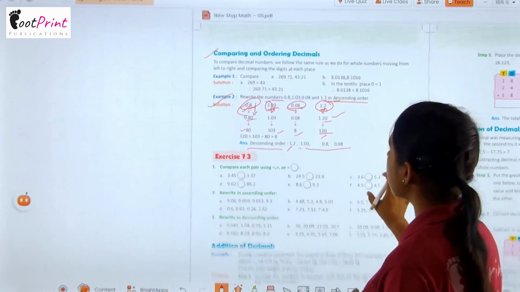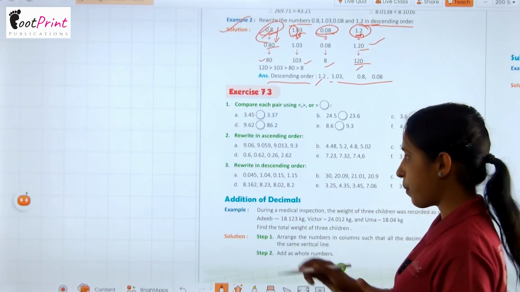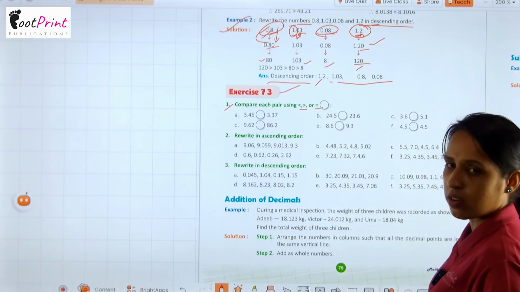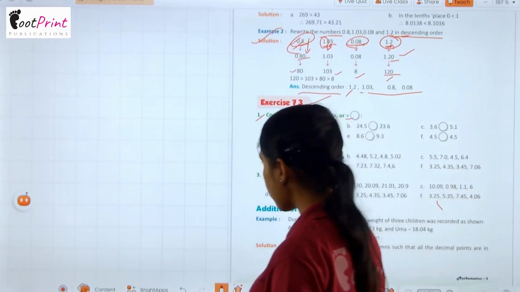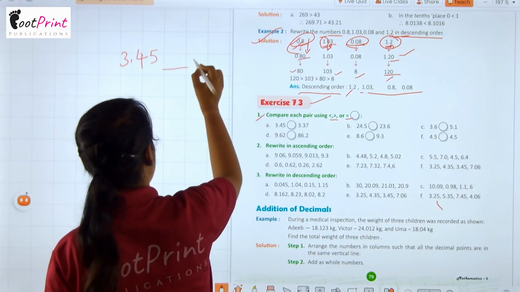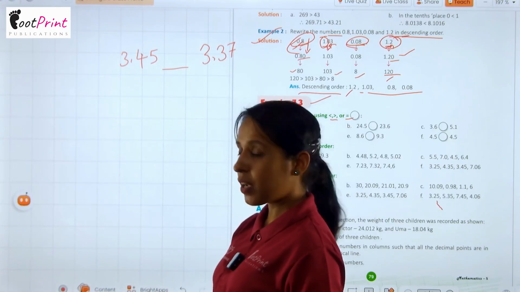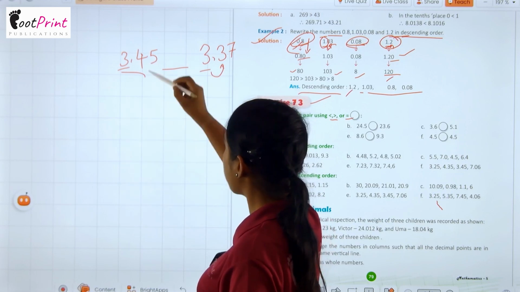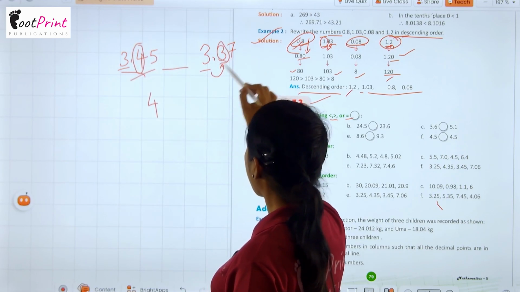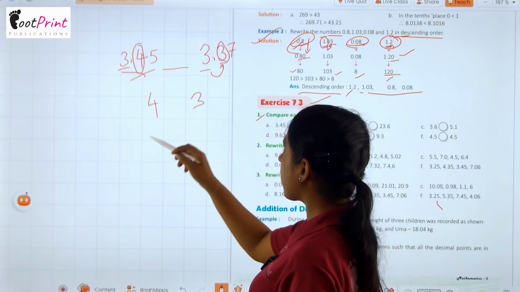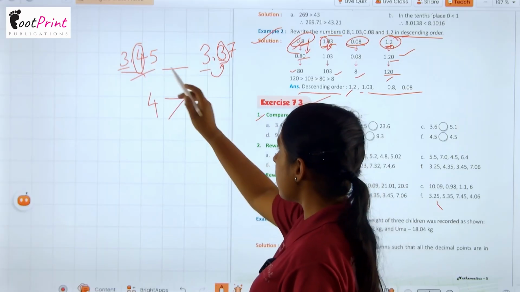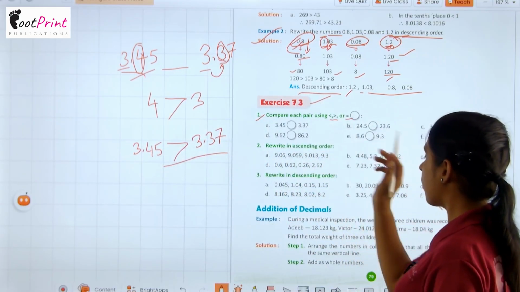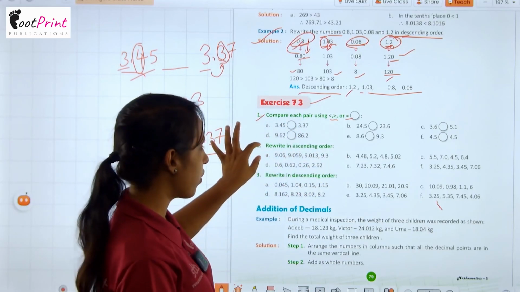Okay, now on the basis of this we will solve our exercise 7.3. Okay, so the first question is: compare each pair using less than, greater than or equal sign. Here we have 3.45 and 3.37. First we compare their whole numbers. Here 3, and in this also 3. So now we will move to the next one, that is the 10th place. In this number we have 4, and in this number we have 3. By observing that we know 4 is greater than 3. It means 3.45 is greater than 3.37. Okay. So one I solved for you, and the rest of the parts you will solve by yourself.